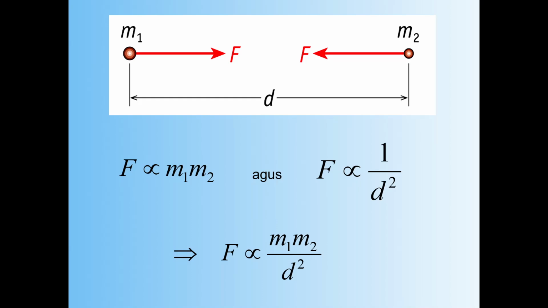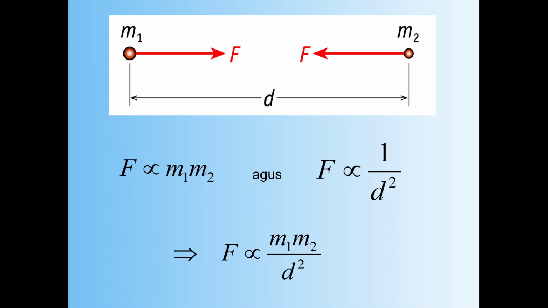There's a force of attraction between the two point masses. The force of attraction between the two masses is directly proportional to the product of the masses, and inversely proportional to the distance between them squared.